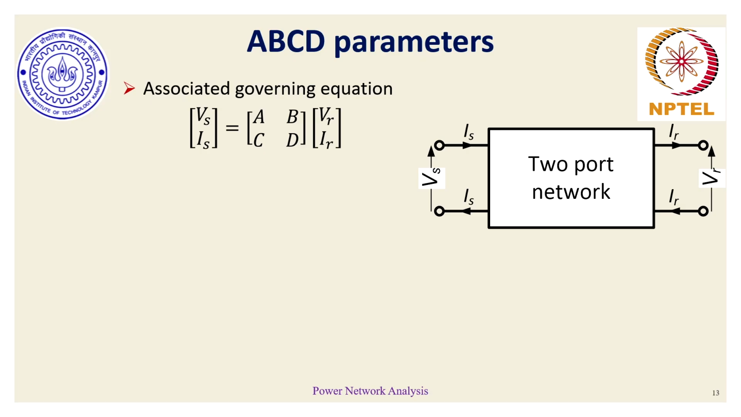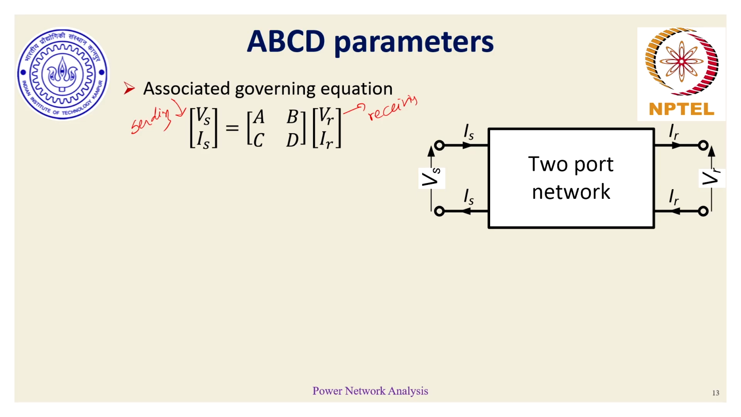The third common set of parameters is the ABCD parameters, in which the notion is a little bit different. On one side, the quantities all refer to the sending end, both sending end voltage and current, and the other side quantities pertain to the receiving end, receiving end voltage and receiving end current. ABCD are the relevant parameters.